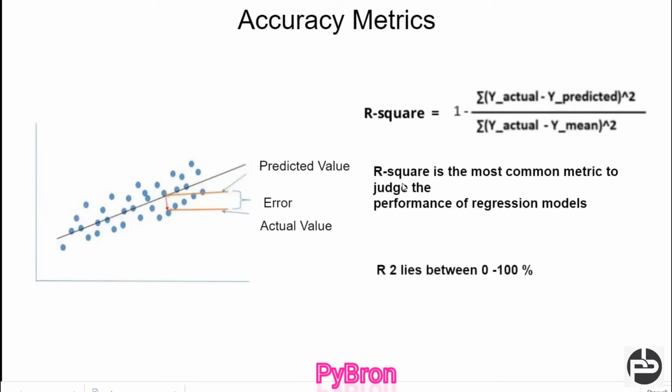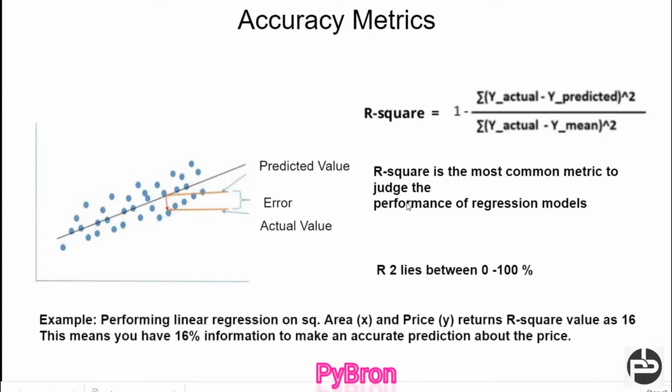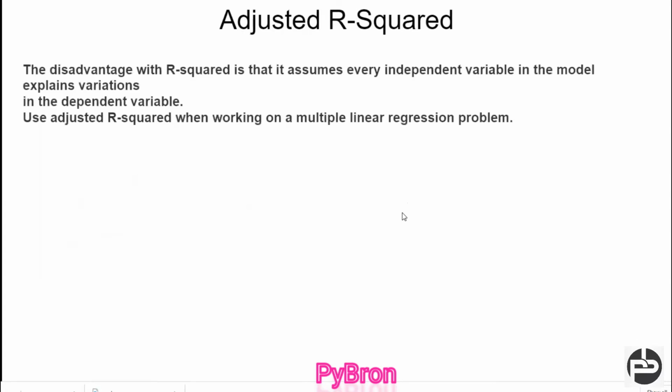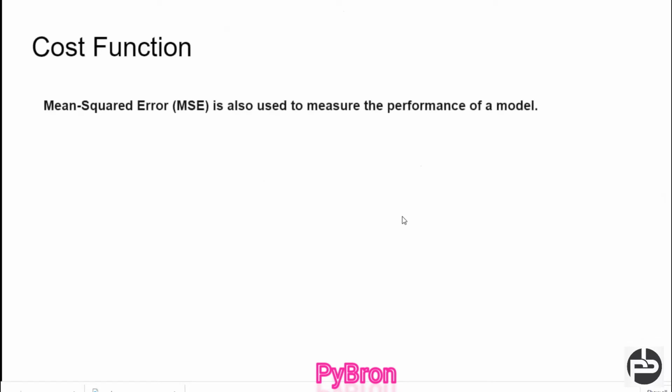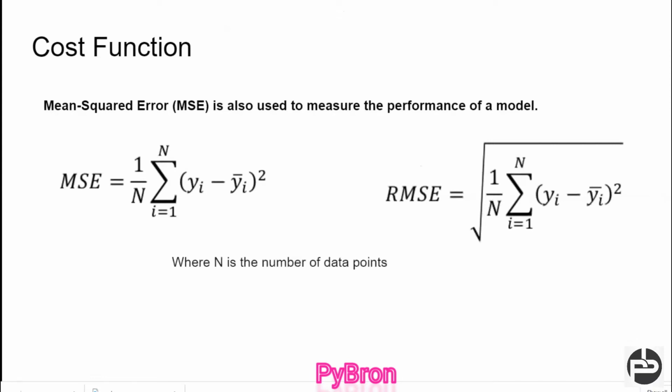As the R-square value increases, your model gets better. In our previous session, I also gave the derivation of the R-square value. We also saw the problem we faced with R-square, and to overcome it, the technique that came into the picture was adjusted R-square. We also saw the cost function, mean square error, and root mean square error, all theoretically.